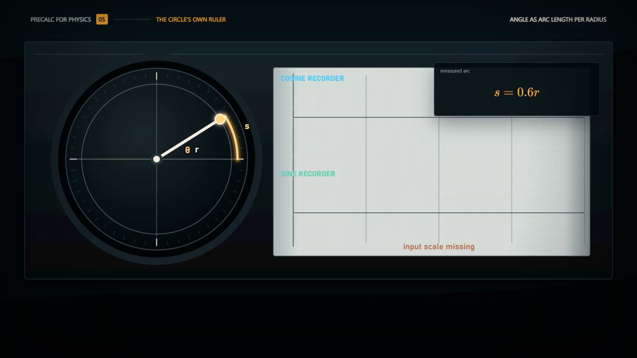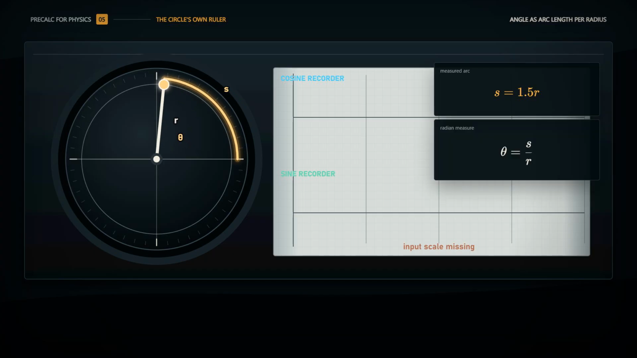If the arc covers 2 radius lengths, the angle is 2 radians. If it covers half a radius length, the angle is half a radian. In general, the radian measure theta equals arc length S divided by radius R.